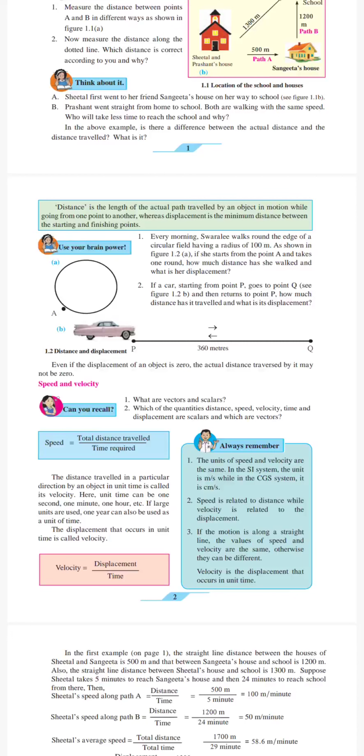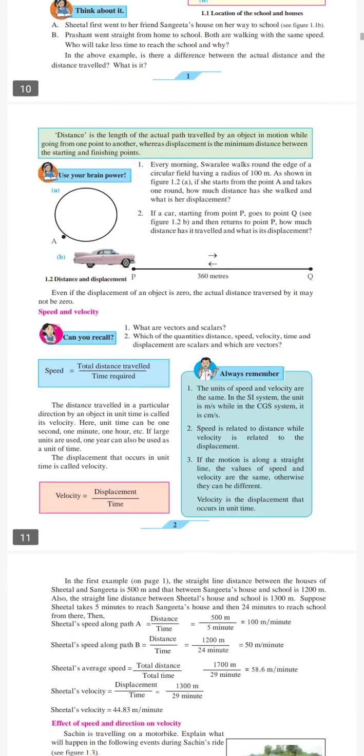Now see, use your brain. In a figure, they have given a circle and then a car. In the circle, they say every morning Savarli walks round the edge of a circular field having a radius of 100 meter. The question, as shown in figure 1.2a: if we start at point A and take one round, how much distance has she walked and what is the displacement? Now first they are asking according to the round. Is it possible to measure the round?